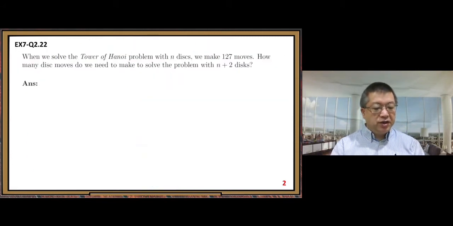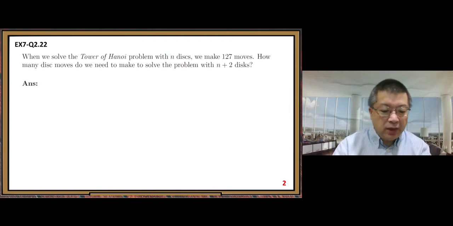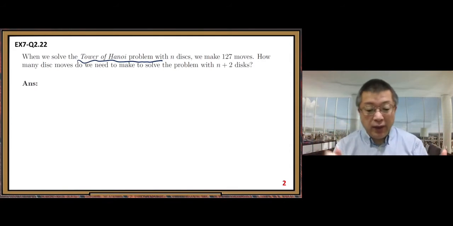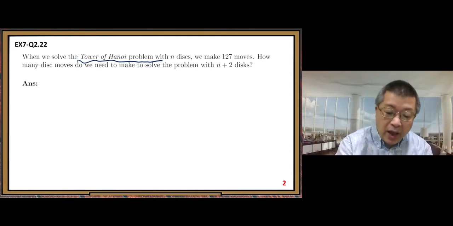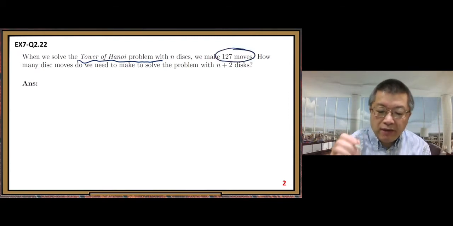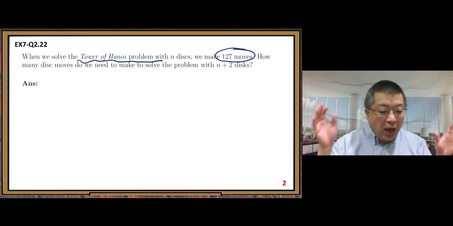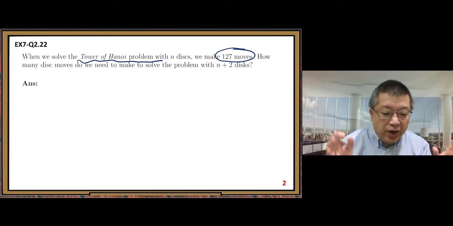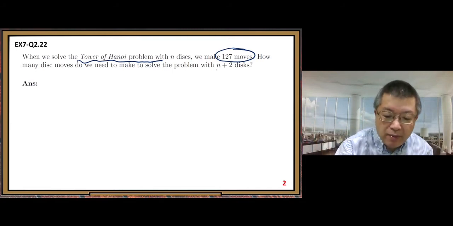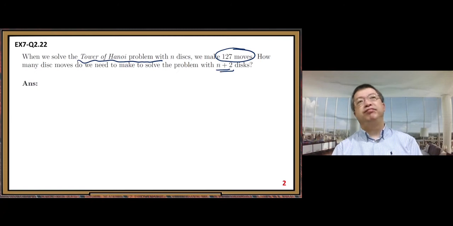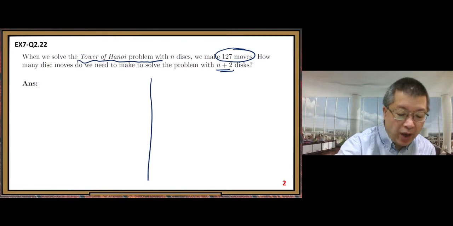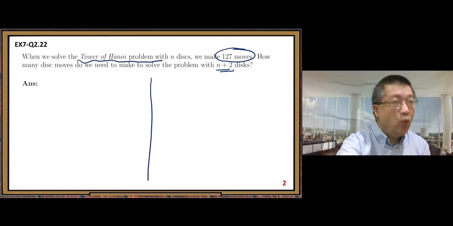Second question of exercise set 3, Tower of Hanoi problem. We're familiar with that one. Here we are given n disks. We make 127 moves. How many disk moves do we need to make to solve the problem with n plus 2 disks? So for this question, we have two ways to solve it.